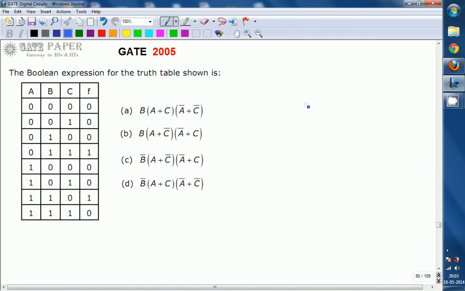Hello, we are discussing the GATE 2005 ECE paper, and this question is related to digital circuits. Look at the truth table given. What is the Boolean expression for F for this truth table? A, B, C are the inputs, and F is the output.